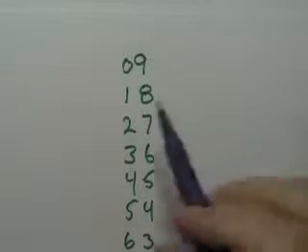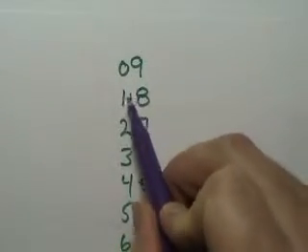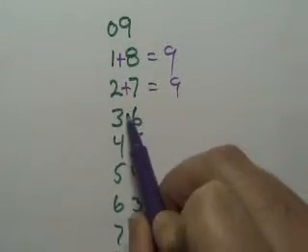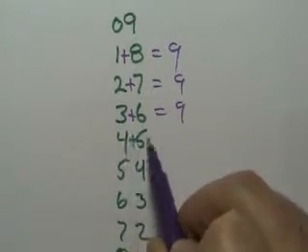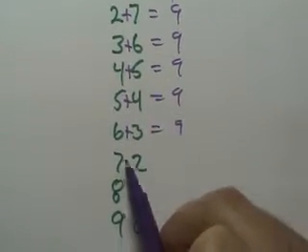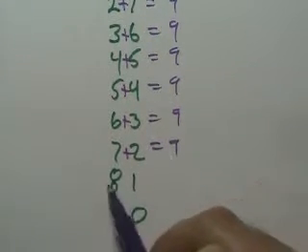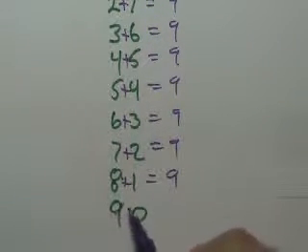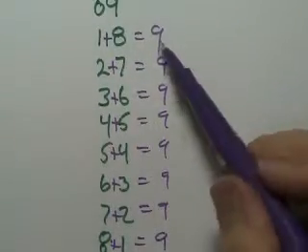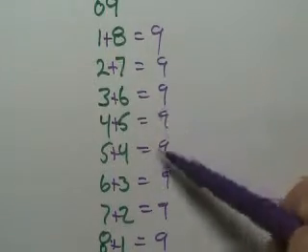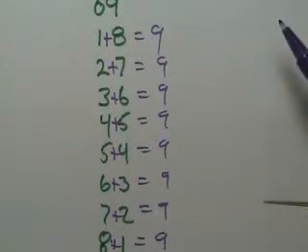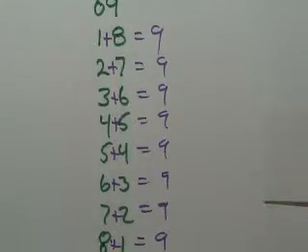The other thing that's interesting about this is if I add the digits, 1 plus 8, that's 9. 2 plus 7, that's 9. 3 plus 6, 9. 4 and 5, 9. 5 and 4, 9. 6 and 3, 9. 7 and 2, that's also 9. 8 and 1 is also 9. 9 and 0 is also 9. So you notice that if the digits add up to 9, 9 will go into that number. That number is divisible by 9. 9 is a factor of the number.